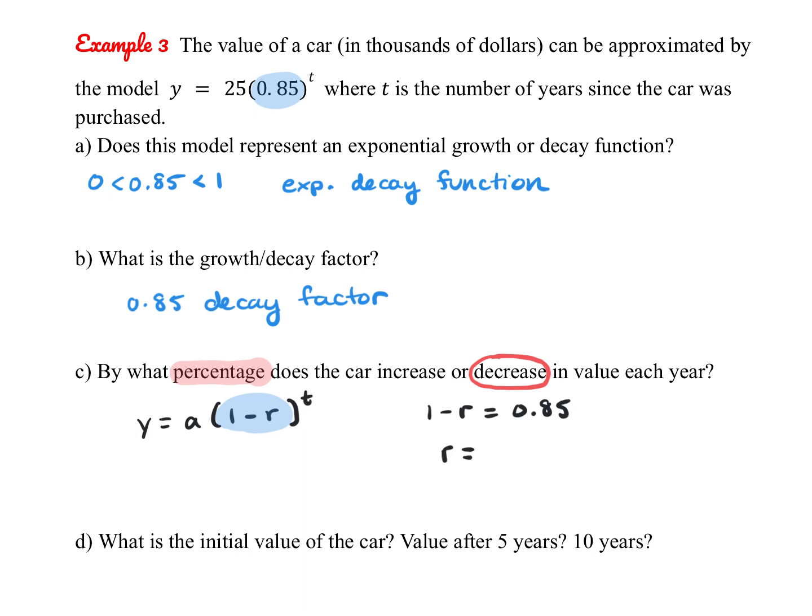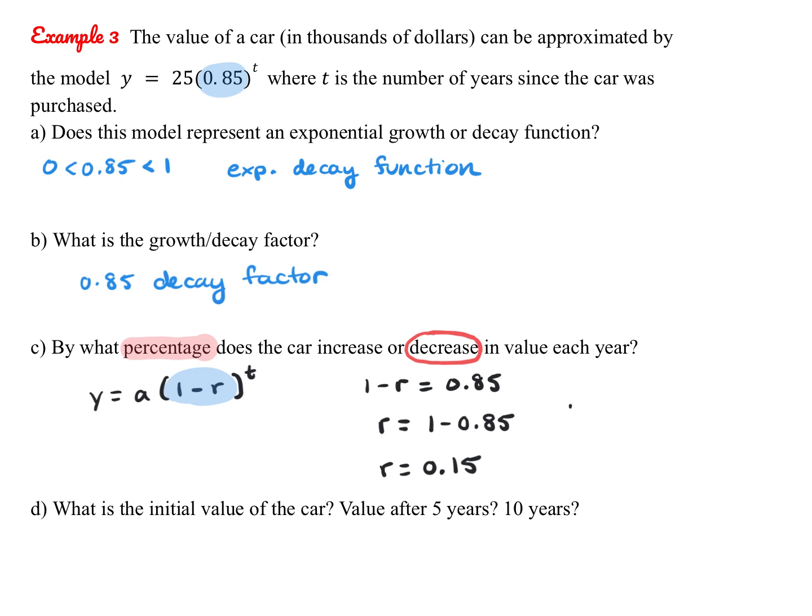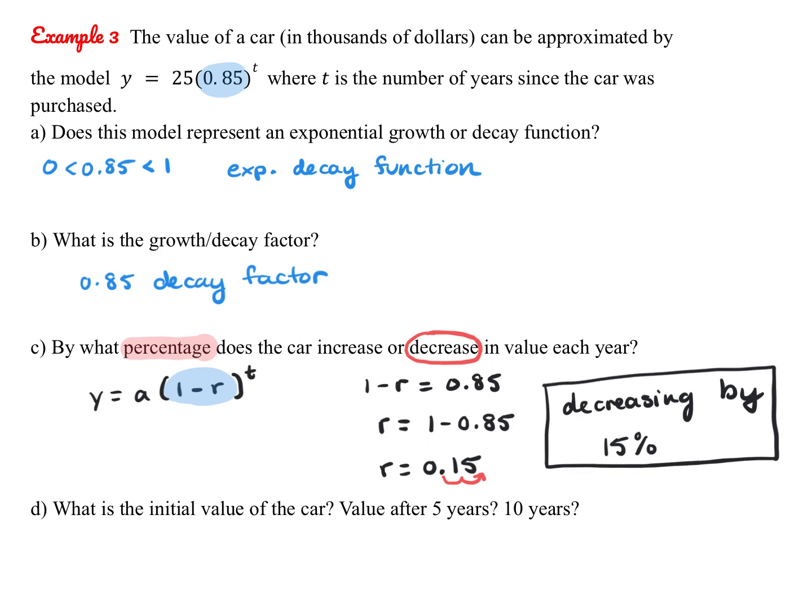So my r value, which is going to be the percent increase or decrease, is actually not 0.85. It's 1 minus 0.85. So our r value is 0.15. Which means that we are decreasing, but we're not decreasing by 0.15%. Remember, this is the percentage as a decimal. So if you take your decimal point and move it over 2 spaces, that gives you the percentage. So it's decreasing by 15% each year.